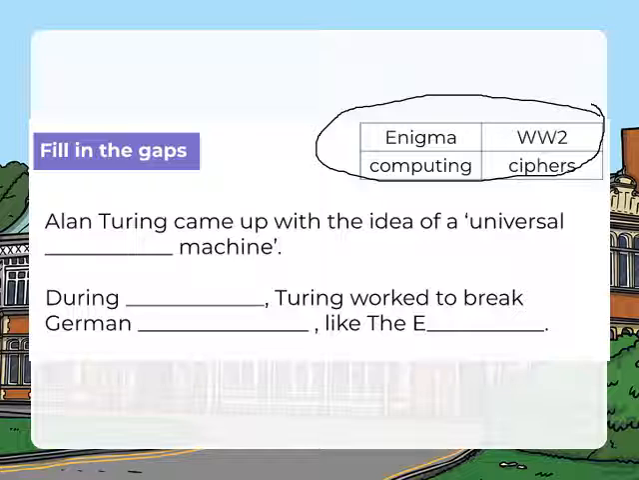Alan Turing came up with the idea of a universal computing machine. During World War II, Turing worked to break the German something, and it gives you a clue here because it's got a capital E at the start of the word. So this word is going to be enigma. The enigma is just the name of a very special code. Now, World War II is a time, so we're going to put World War II here.